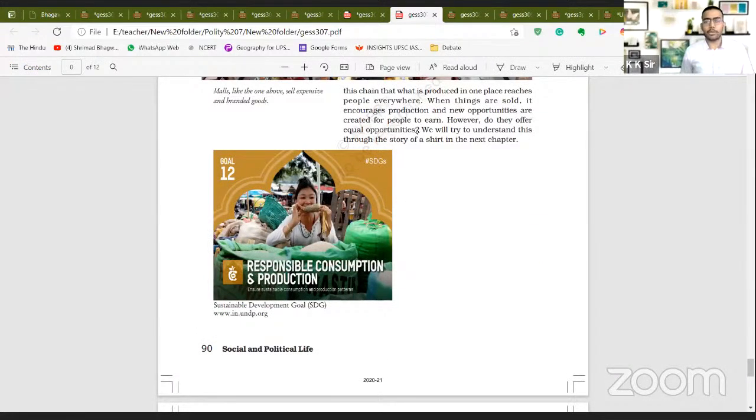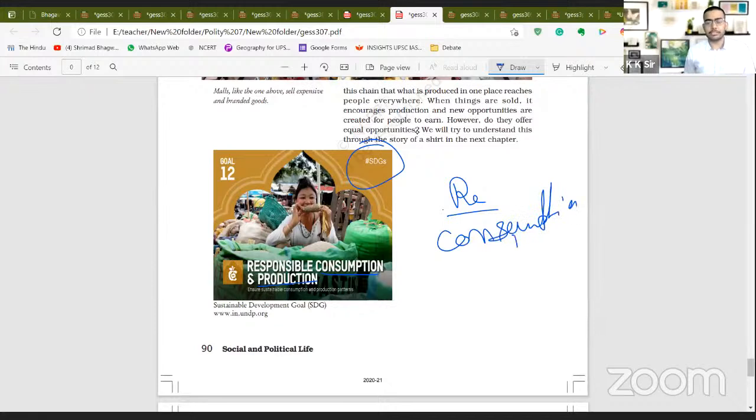in the SDG goals, as I said earlier, one SDG goal is responsible consumption and production. Responsible consumption. This consumption is consumption of everything. Consumption of electricity, consumption of water, consumption of all kinds of resources. That consumption should be responsible, and that responsibility is on our shoulders.